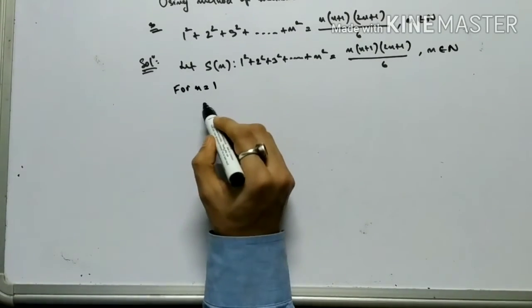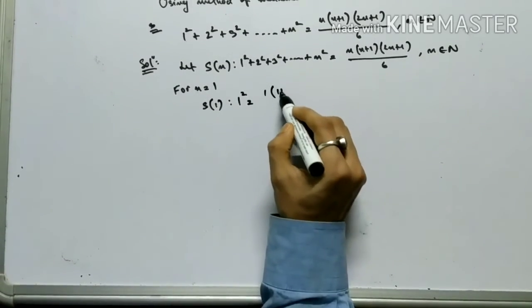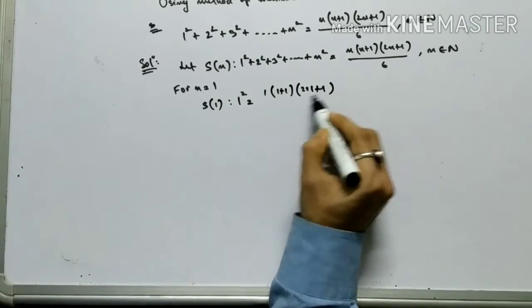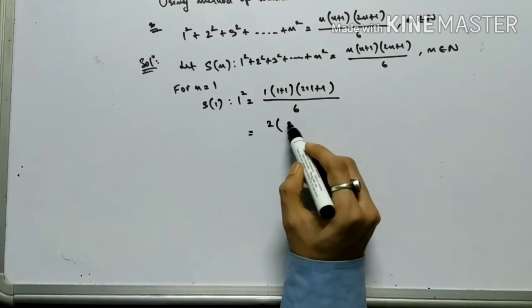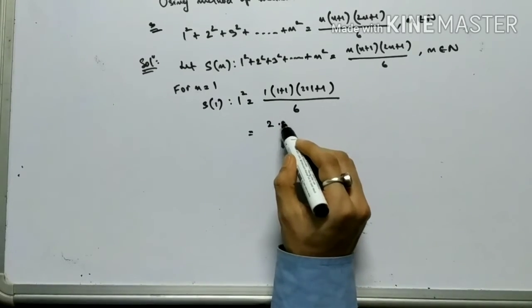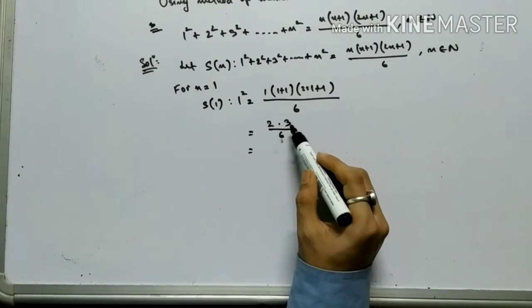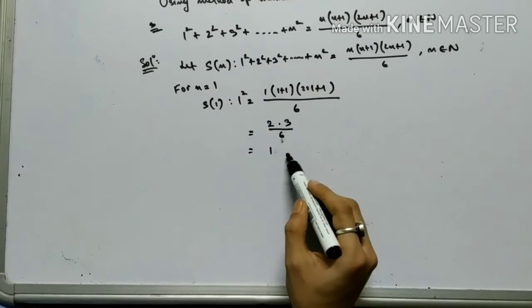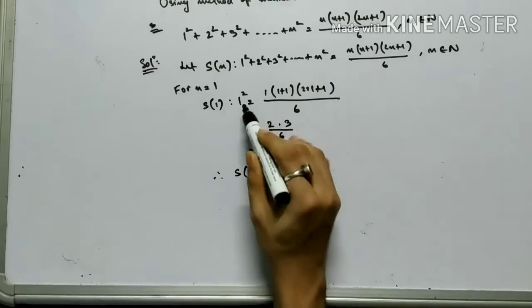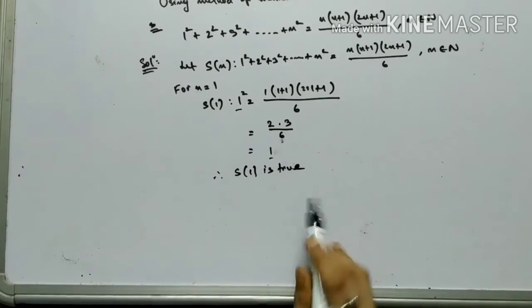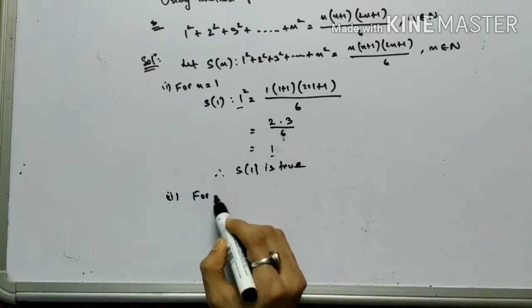For n = 1, S1: this is 1² = 1(1+1)(2·1+1)/6, which gives me 2 times 3 by 6. So ultimately I will get 1. Therefore I can say that S1 is true. Left hand side equals right hand side. Therefore S1 is true.